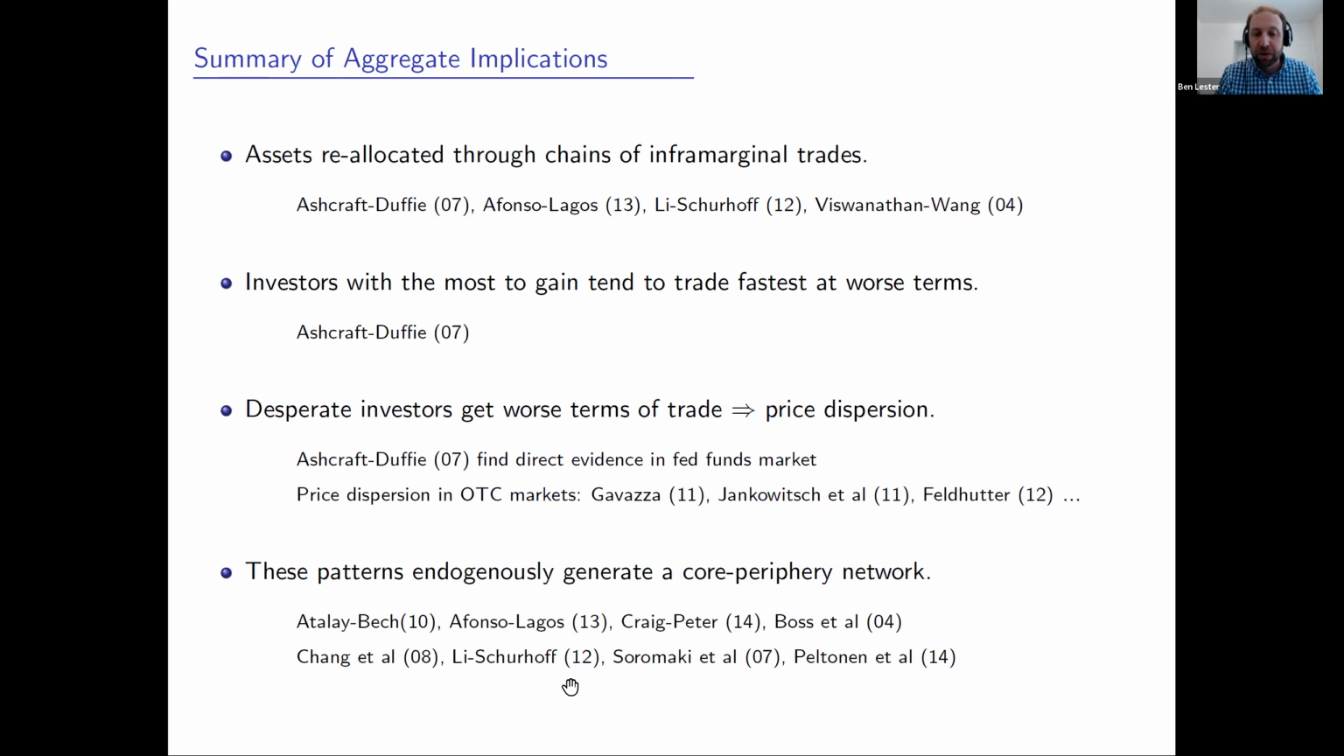And there are oodles and oodles of papers that document core periphery network structures in a variety of different markets, from Fed funds markets to corporate bond markets and so on and so forth. Okay.